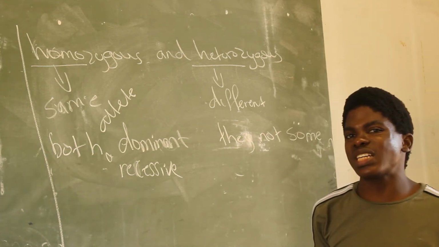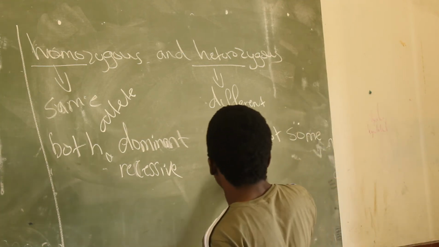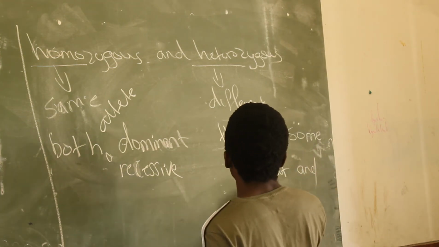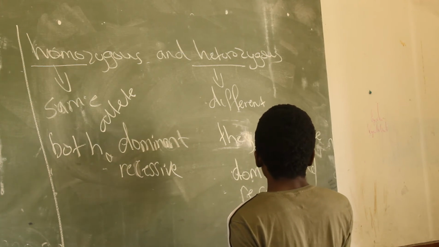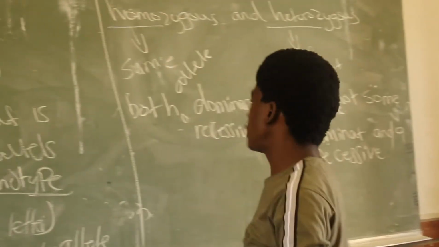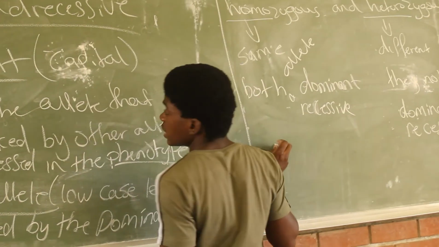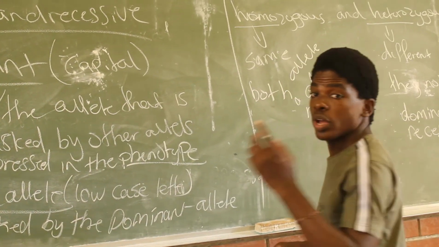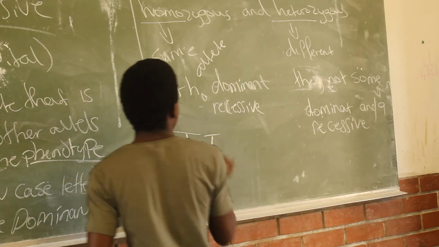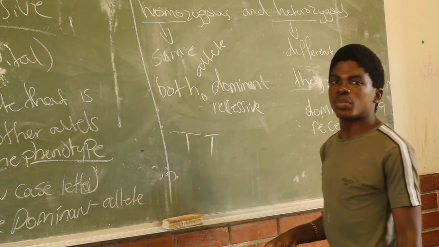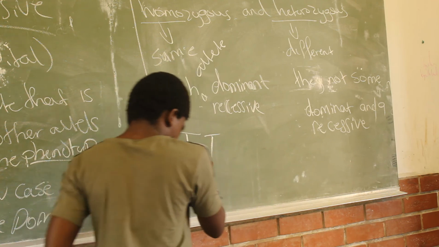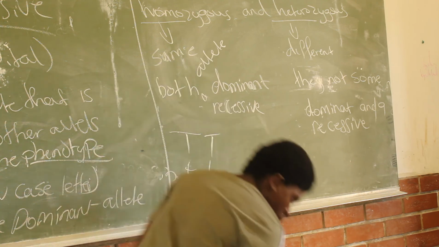So if they are not the same, what does that mean? It means there is a dominant allele and a recessive one. Let me make an example. When an allele is in a homozygous state, we use the same capital letter to show a dominant allele, for height, like this: TT. That means it's tall. They are both tall in the homozygous state. And if they are recessive, we use a small letter t.